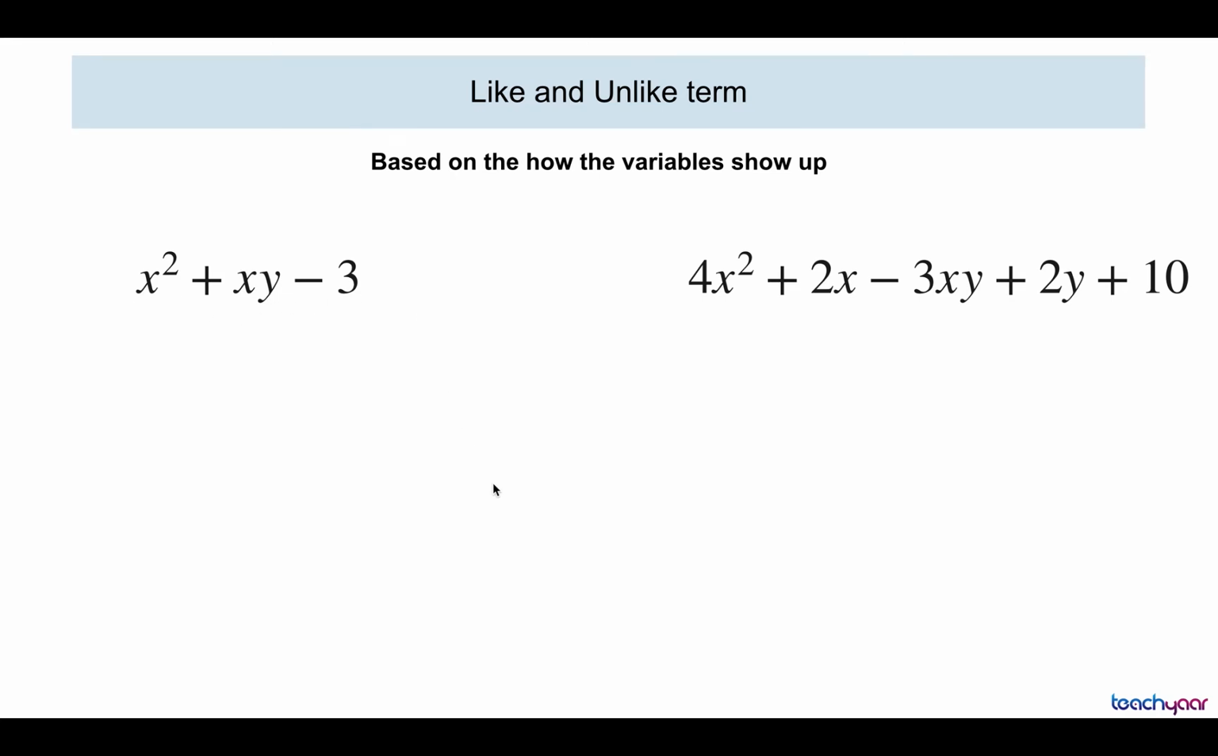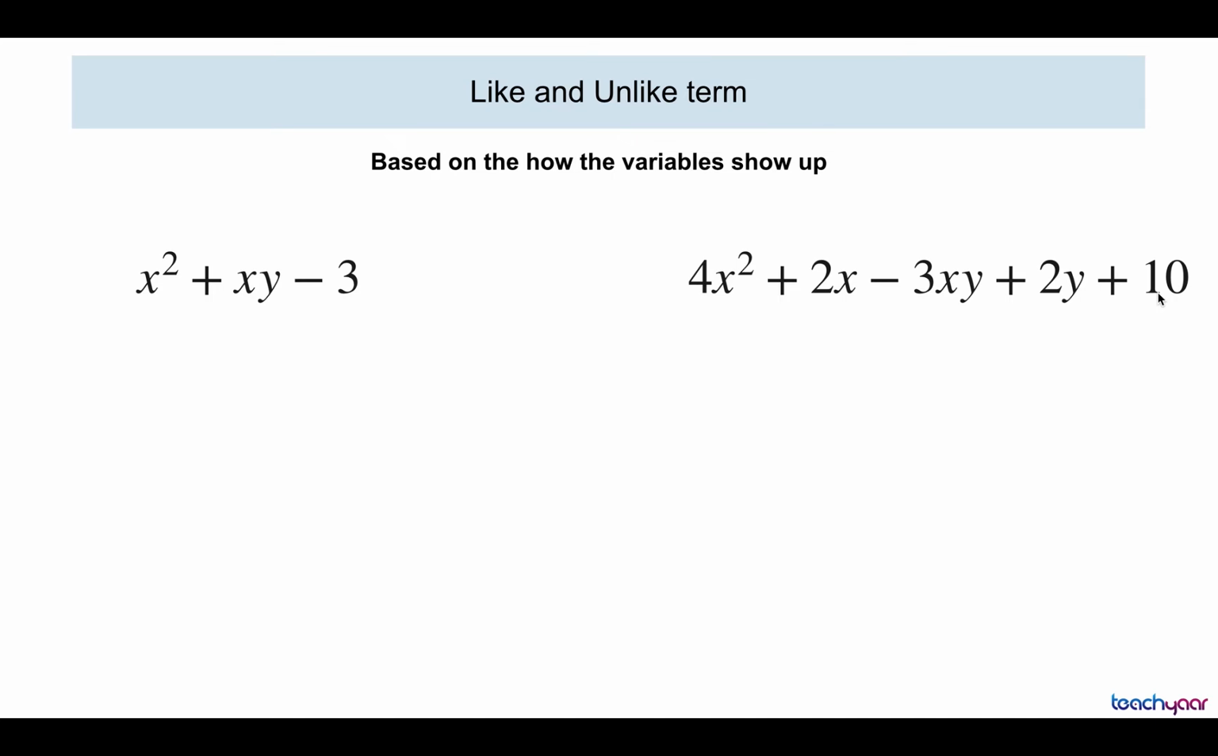Now if you have terms having the same combination of variables, generally you combine them together, add up the coefficients and you get that term. So each of these has a unique combination of variables. In this case there's x square, that's xy, and there's 3, which is a constant term. In this case you have 4x square, 2x, so x is the variable term. Here x square was the variable term. You have xy and minus 3xy, so xy is the variable combination. You have y because of 2y, and then you have the constant term.